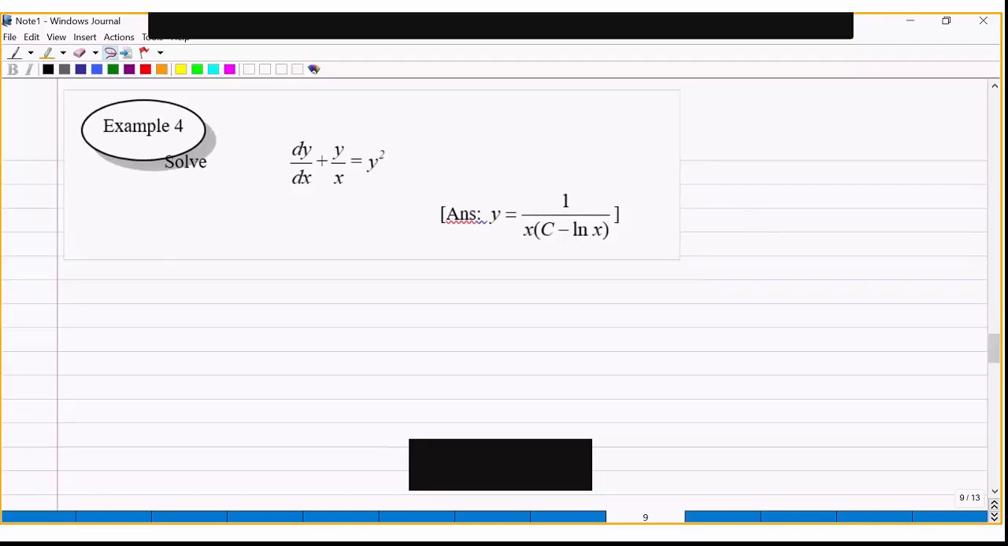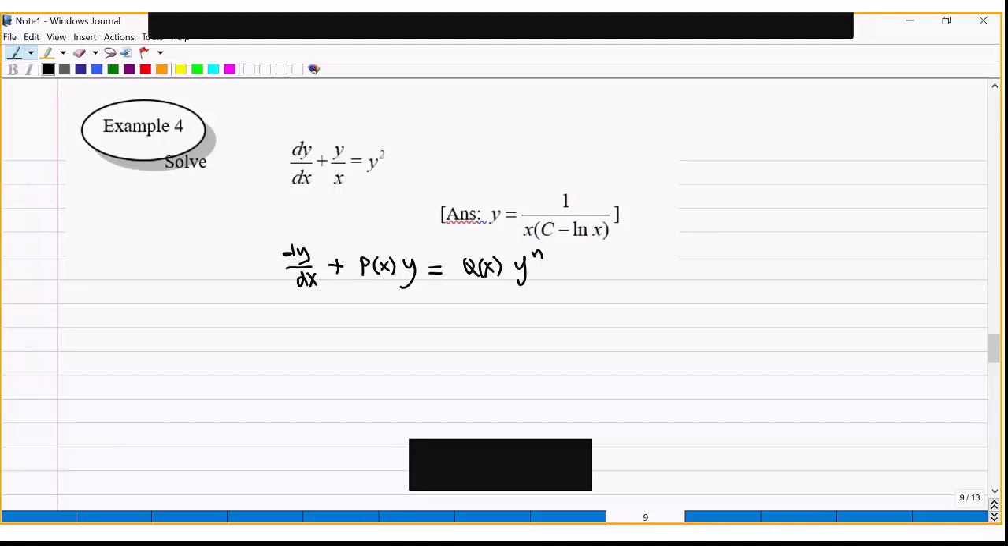Okay, this is again the type of question, very similar. Is it similar? If not sure, let's try to write it this way. You have dy/dx plus p(x) times y equal to q(x) y to the power n. This is the general Bernoulli equation.